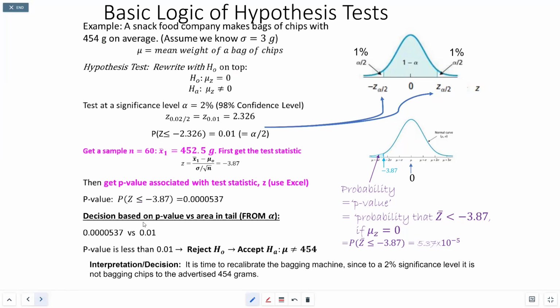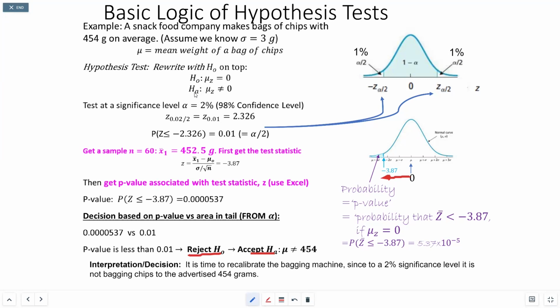So the decision is based on the p-value versus the area in the tail, which we got from alpha, remember that's how much margin of error we're willing to live with. The p-value is so much less. It is so unlikely for us to see this. It's really, really hard to get a number this far away from the 0 if the mean really is 0, the standardized mean. So we're going to reject the null. We're going to accept the alternative.